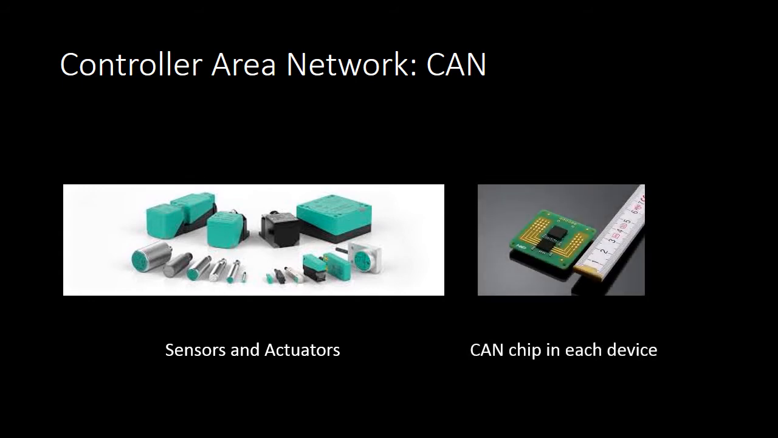Every intelligent device on the network contains a CAN chip. The CAN chip is the brains of the component. It's the CAN chip that makes different devices from different manufacturers speak a common language.